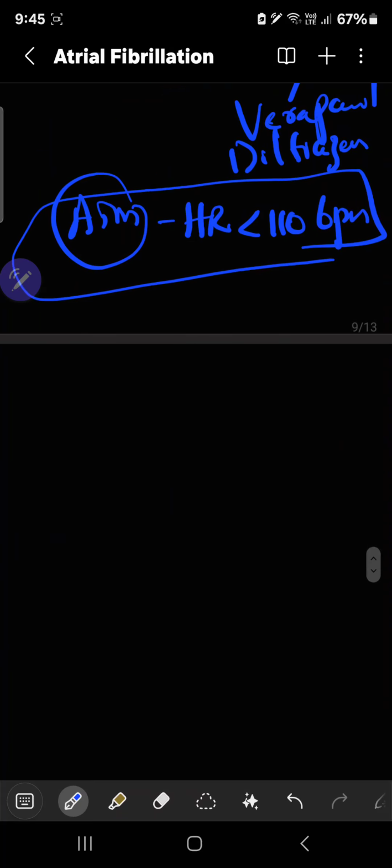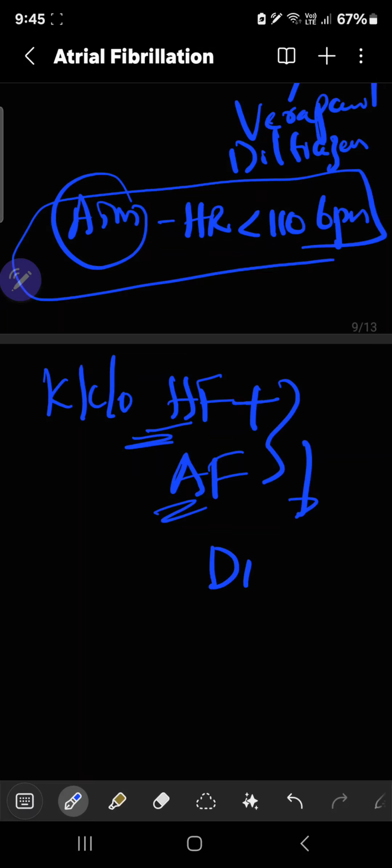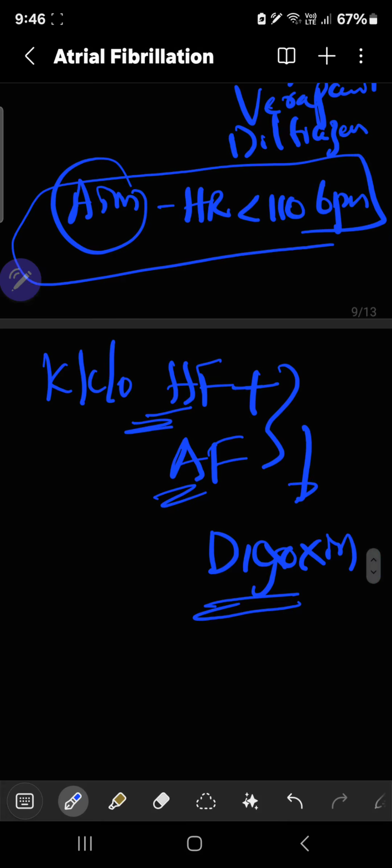And one more thing, if the patient is a known case of heart failure, the patient is having heart failure and he presented with AF, if these two are present, you have to give digoxin. As there is a risk of forming clots inside the heart, and a risk of ischemic stroke because of small emboli, you have to give anticoagulants.